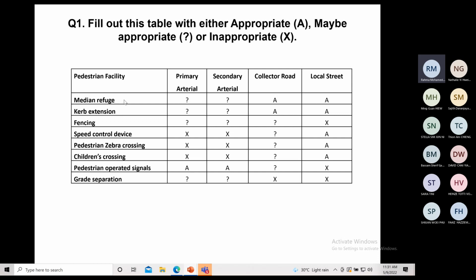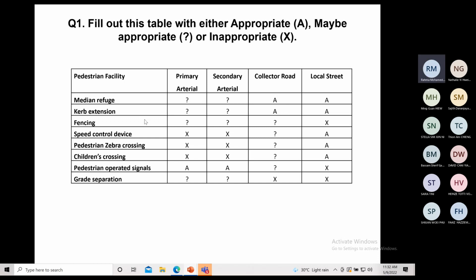So for median refuge, this can only be installed in low volume roads like collector roads or local street. It cannot be appropriate for arterial roads because arterial roads are high volume, high capacity roads, they have a lot of traffic. Same with curb extension, it can only be installed in collector road or local road because they have low volume of traffic.